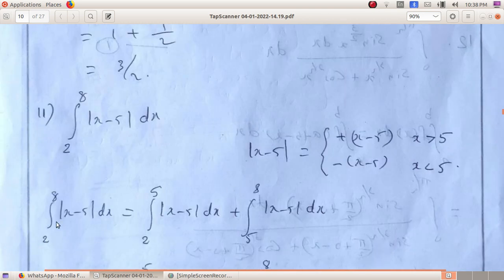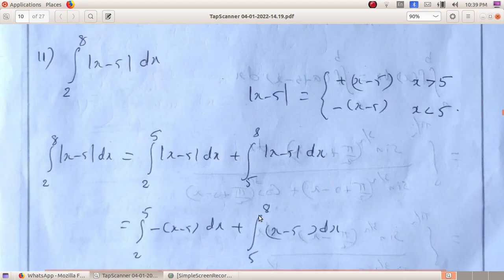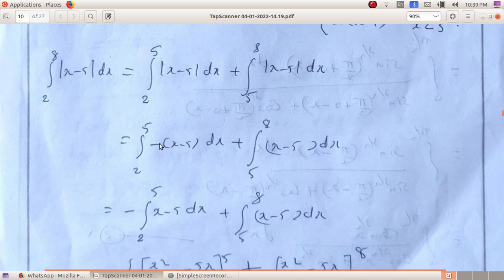So integral from 2 to 8 mod x minus 5 dx means first we are moving 2 to 5, then 5 to 8. 2 to 5 means x less than 5, so minus x minus 5 is taken here. 5 to 8 means x greater than 5, so plus x minus 5 is used. This minus is taken outside, integral from 2 to 5 x minus 5 dx.